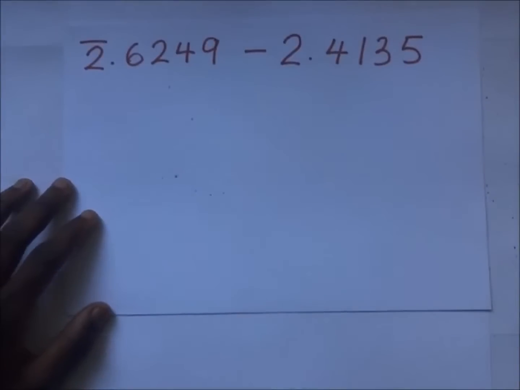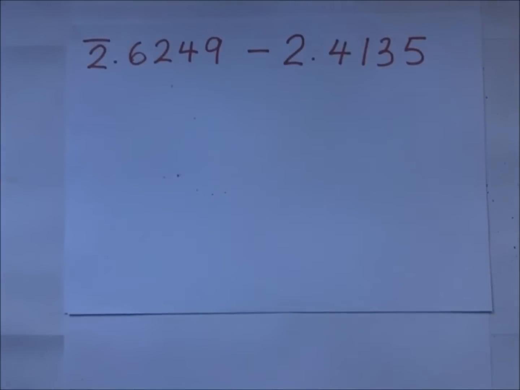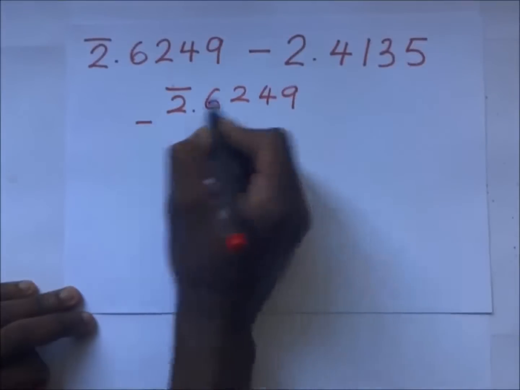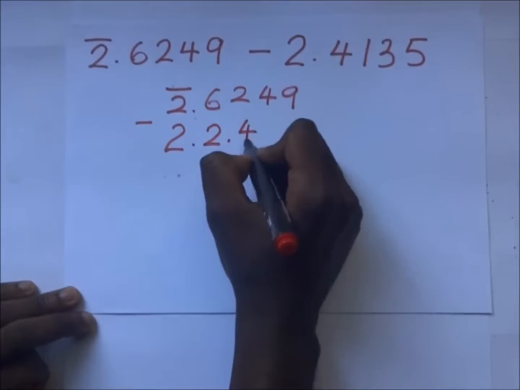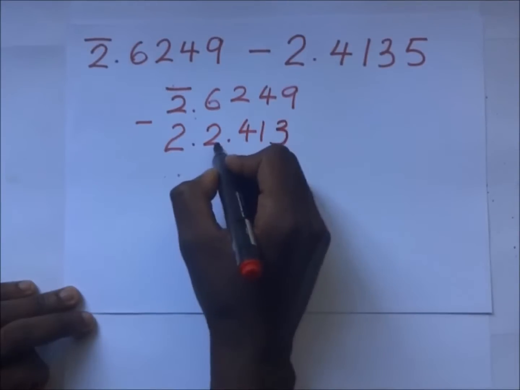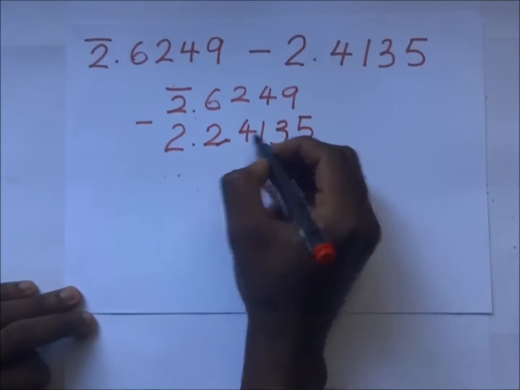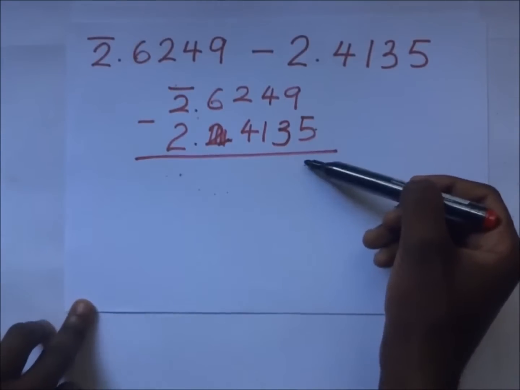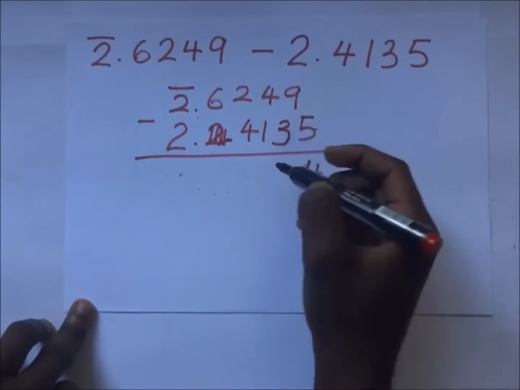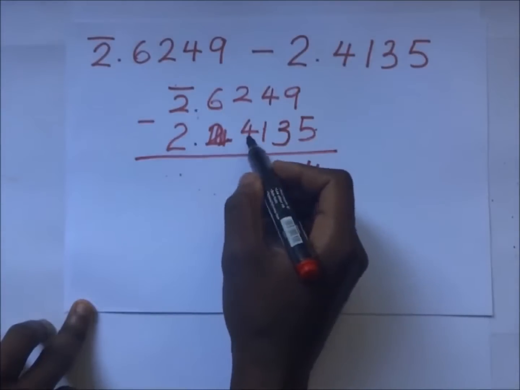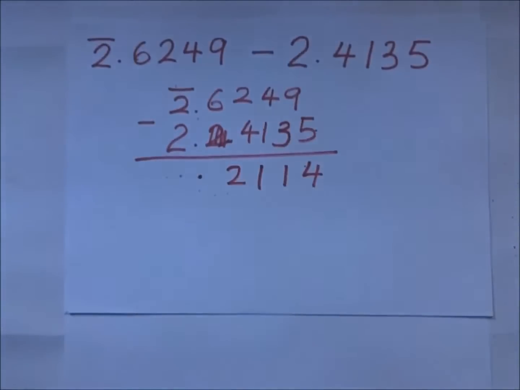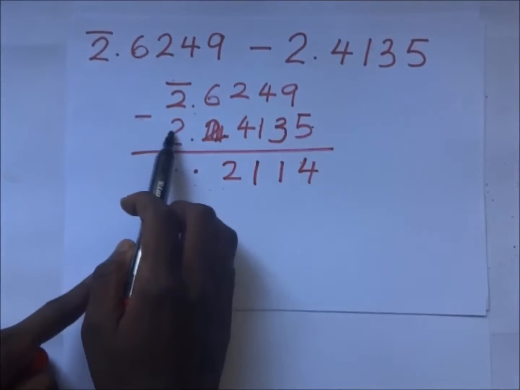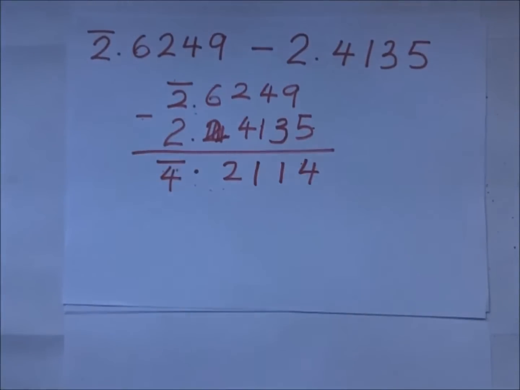Next, we have subtraction of the characteristic and mantissa of these log forms. So here we shall say it is 2 bar 0.6249, minus this 2 bar 0.4135. When you subtract those, 9 minus 5 gives us 4. 4 minus 3 gives us 1. 2 minus 1 gives us 1. Then 6 minus 4 gives us 2. Decimal point. Then we deal with the characteristic. This negative only affects that number. It does not affect the rest of this part. So it's negative 2 minus negative 2.